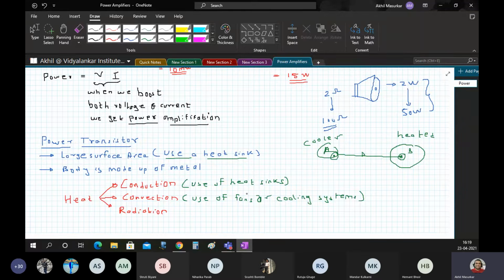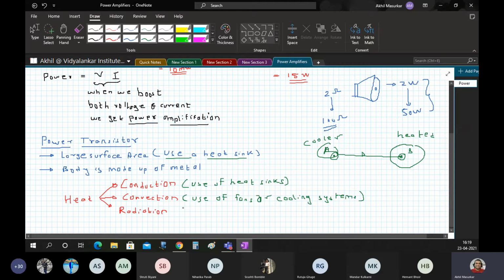Radiation is not very much seen, so it is basically related to heat generated due to high frequency signals. So here that is not going to be the case, because we are going to talk about audio signals. But yes, this is also a way of removal of heat. Now the most common ones are use of heat sinks and use of fans or cooling systems.